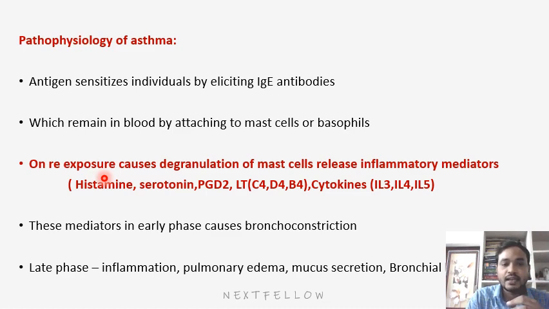Those mast cells will undergo degranulation. This degranulation leads to the release of inflammatory mediators like histamine, serotonin, prostaglandin, leukotrienes, and cytokines. These inflammatory mediators cause bronchoconstriction and inflammatory responses. These responses occur in two phases: an early phase and a late phase. In the early phase, the patient will develop bronchoconstriction. In the late phase, the patient will have inflammation, pulmonary edema, mucus secretion, and bronchial hyperresponsiveness.